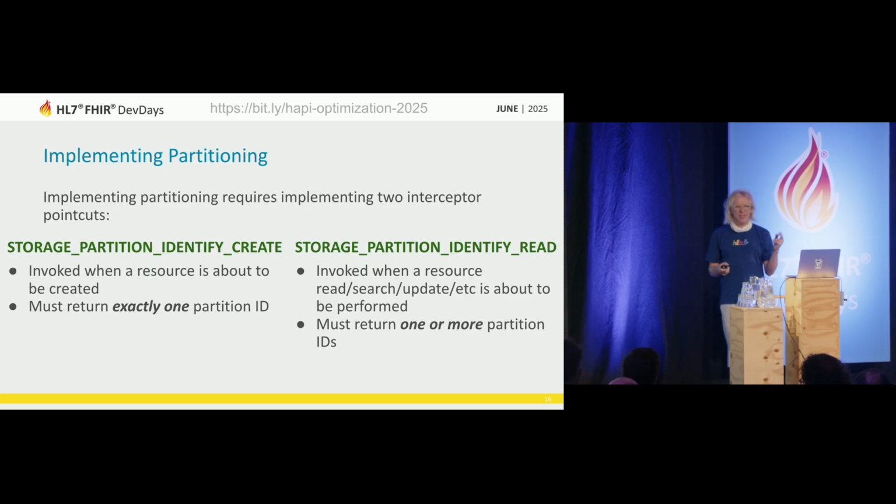I'm going to show you a couple of examples of interceptors we wrote, just to give you some samples of how you can do it. But the point here is whatever crazy scheme you can come up with, and we've seen some crazy ones, you should be able to write an interceptor that implements that. There is a second pointcut, the read pointcut, and that's used when the system's about to go looking for resources. Maybe we're doing an update, maybe we're doing a search, maybe we're doing a conditional create, and there's a conditional URL that we have to resolve. For any of those read use cases, that pointcut gets called first.